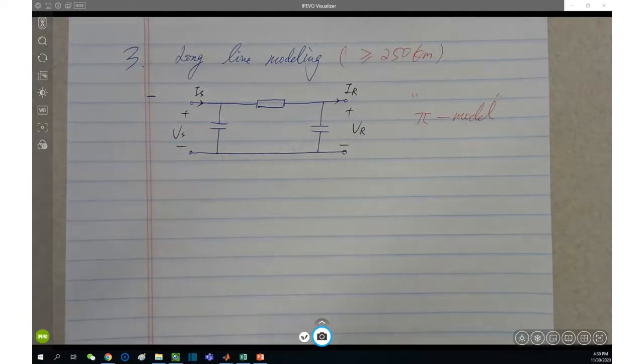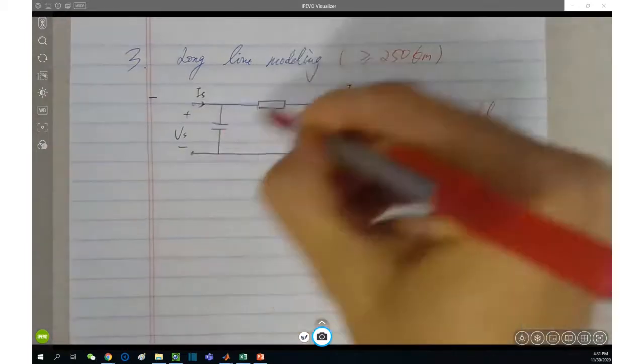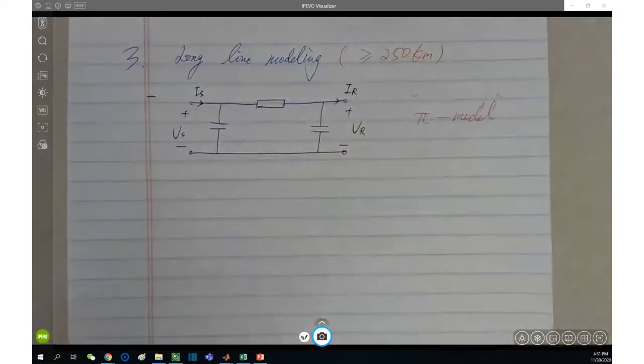There's no logical reason. It's just very straightforward. The look is pi. Anyways, this is not important. What matters is the parameters here.